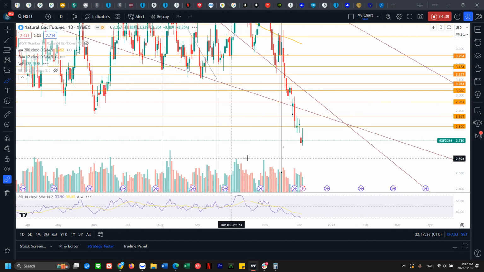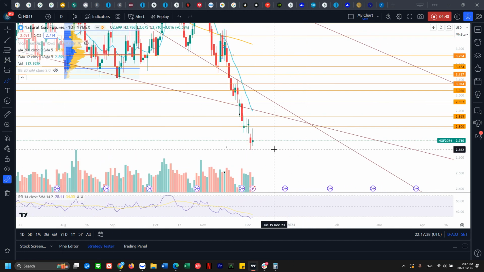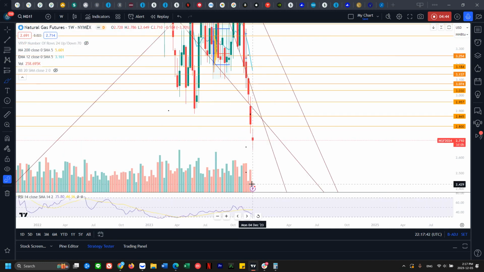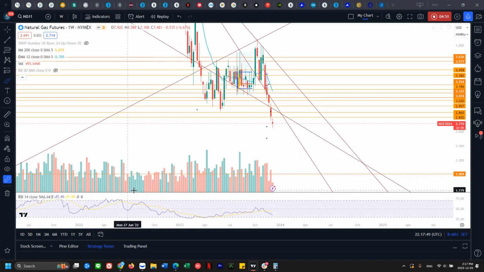Hourly, daily, 4-hour downtrend. But yeah, weekly, see weekly oversold yet? No, weekly is not oversold yet. See that we have gone weekly oversold before around this level. Let's see. Yeah, close to those levels.